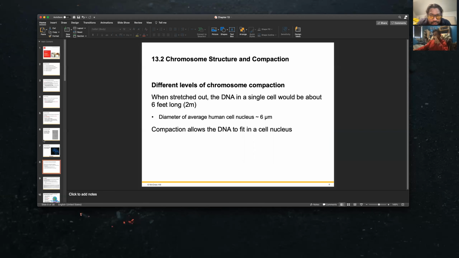So when stretched out, the DNA in a single cell would be about 6 feet long. The diameter of an average cell nucleus is about 6 micrometers. So how can something that long fit in something that small? It's compaction, it gets compacted down.